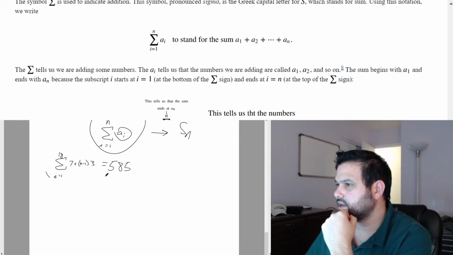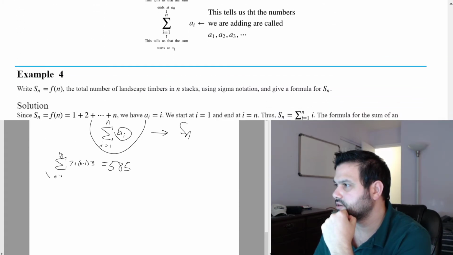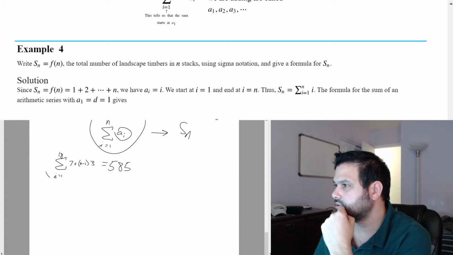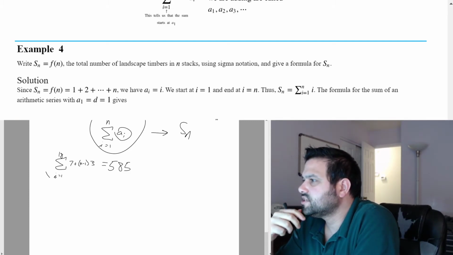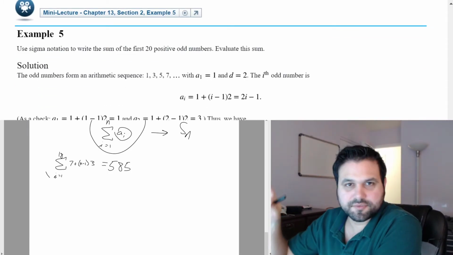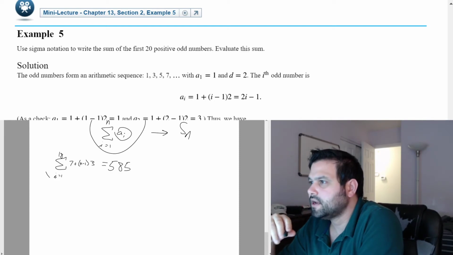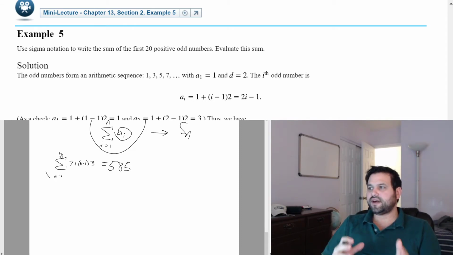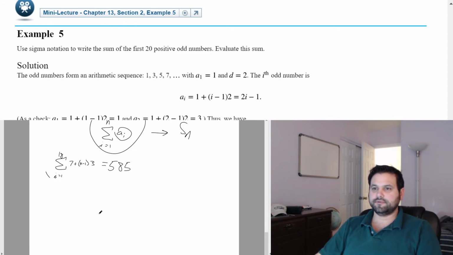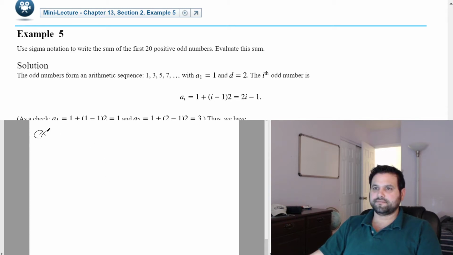So let's take a look at the book. The total number of landscape timbers in n stacks using sigma notation, and give a formula for S sub n. There's no context, using the context we didn't really go over. So let's go to example 5. Use sigma notation to write the sum of the first 20 positive odd numbers. Evaluate this sum. This is a good example here. And the sum of the first 20 positive odd numbers.